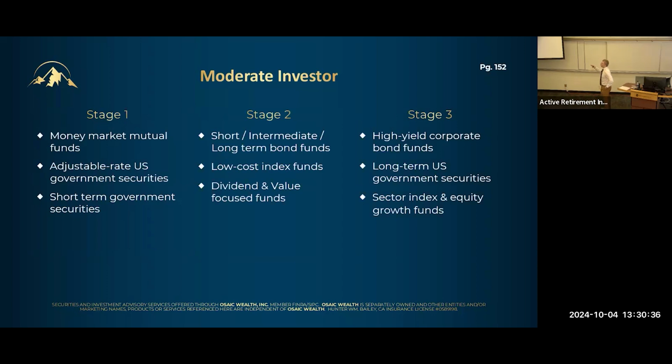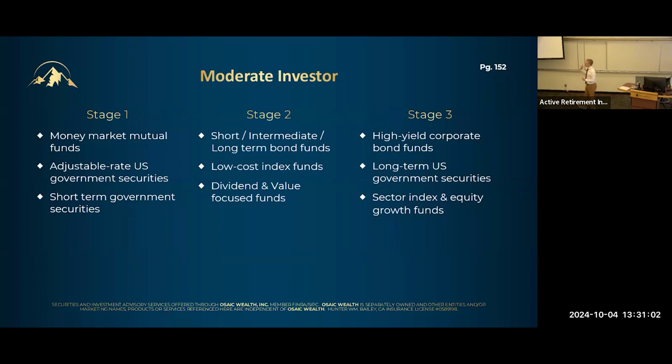So this would be stage one. Again, those money market mutual funds, maybe some adjustable rate US government securities, short-term government securities. We're getting a little bit longer term because probably the money market mutual funds are going to handle our distributions, and we might have some of these other things paying higher yields, higher interest rates in order to fund that position a little bit more.